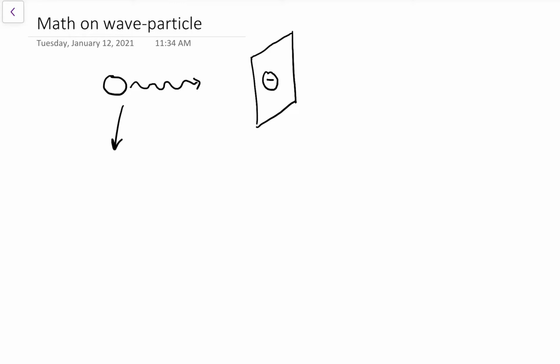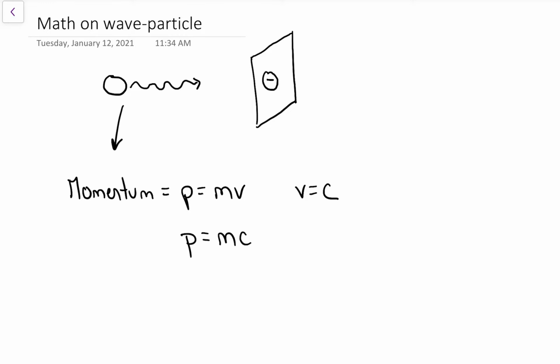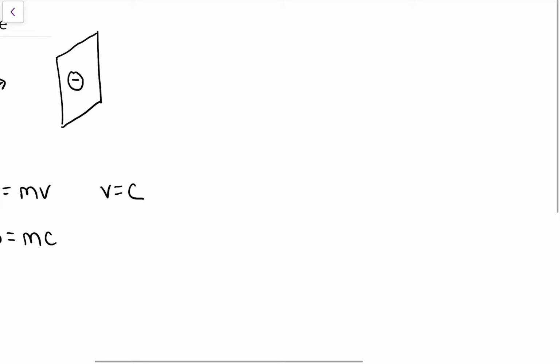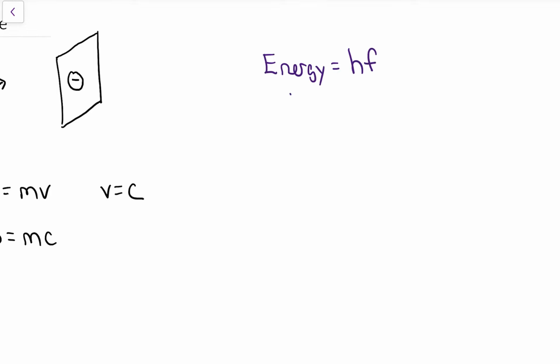If we think about the photon, if we try and talk about its momentum, momentum is always mass times speed. But because it's a photon, it's moving at the speed of light. So we can say that the momentum of that photon is mass times c. Collisions are also about the energy. Planck said that the energy of a moving photon was h times f.